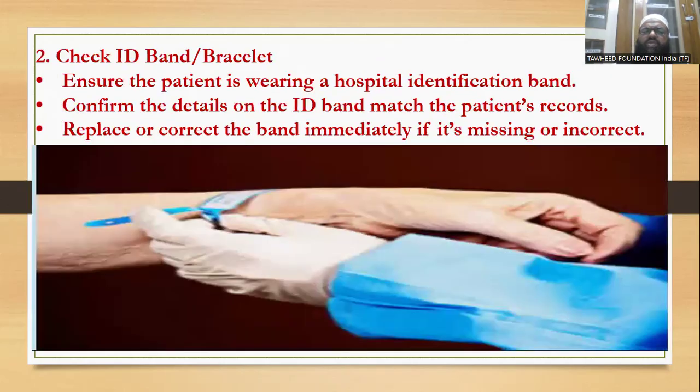Two, check the ID band or bracelet. Ensure the patient is wearing a hospital identification band. Confirm the details on the ID band and match them with the patient's records. Replace or correct the band immediately if it is missing or incorrect. This is the identification requirement.